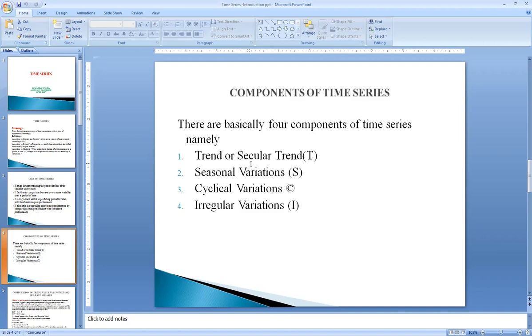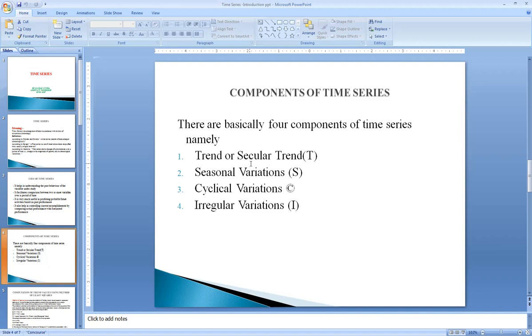For example, regarding sales, for the past 10 years they may keep on increasing or decreasing, or it may relate to production, or to population. The variations or changes which happen over a long duration of period are called secular trend. Let us go to the second variation, that is called seasonal variations.